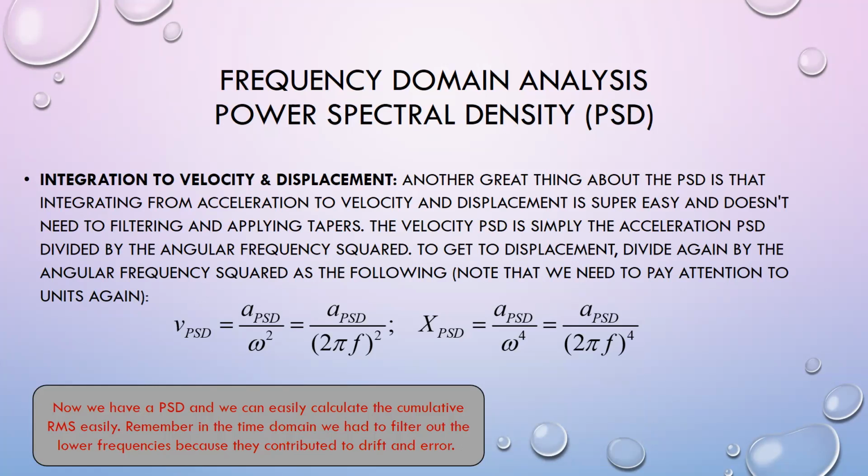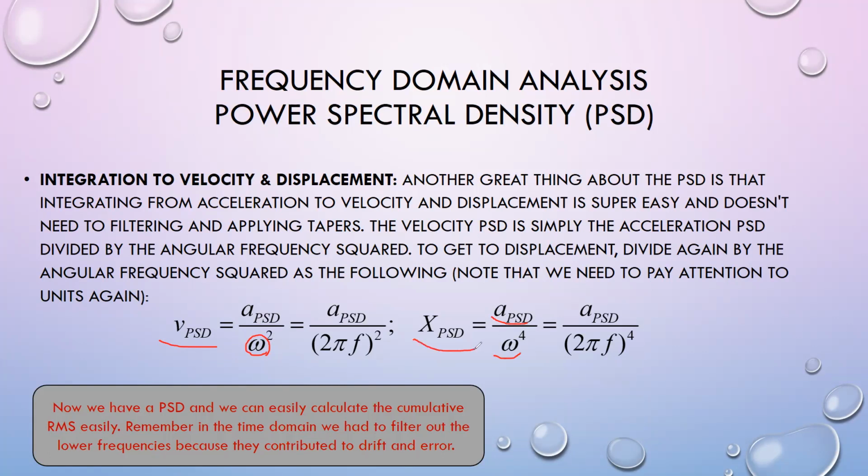And to calculate the velocity and displacement, you know that in the frequency domain, for the velocity and acceleration, we only need the frequency of the system, omega. So by dividing the acceleration by omega squared, you can calculate the velocity. And by dividing the acceleration by omega to the power of 4, you can calculate the displacement.